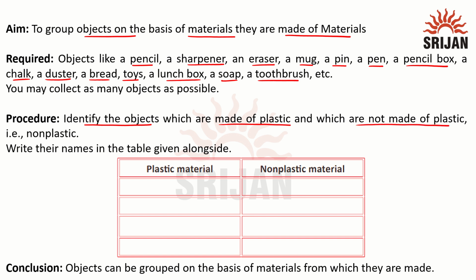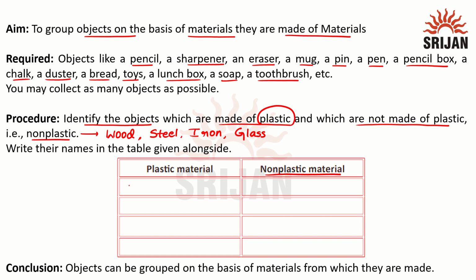Now the procedure here is to identify the objects which are made up of plastic and which are not made up of plastic. So non-plastic can be a wood material, it can be made up of steel, it can be made up of iron, it can be made up of glass and so on. So all of them will be classified under non-plastic material. Now we have to write those names in the table given. Now if we observe, first we will see and classify which are plastic materials.